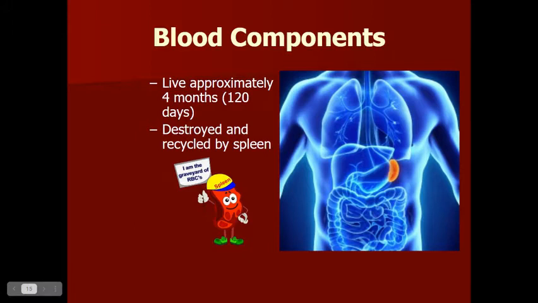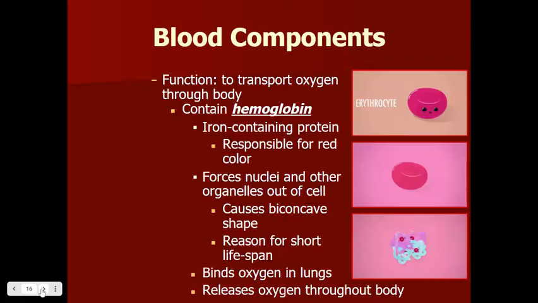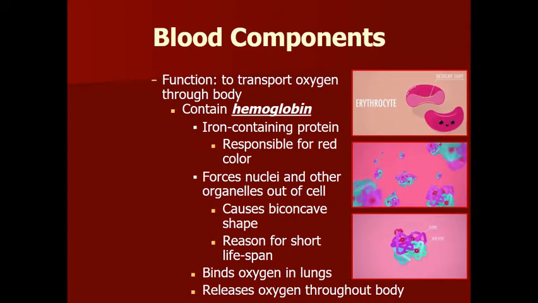Red blood cells live approximately 4 months or about 120 days. And once they start to die, they're then destroyed and recycled by the spleen. Now, our body is constantly making new red blood cells, and we're constantly recycling red blood cells. So this is a continual process. The job of our red blood cells is to transport oxygen through our body.